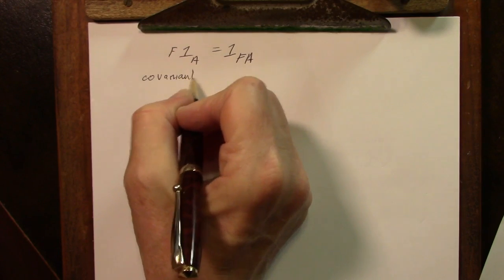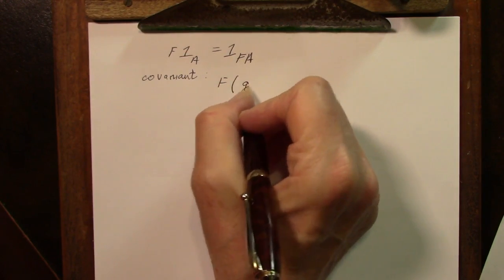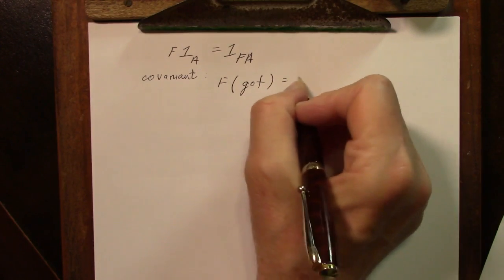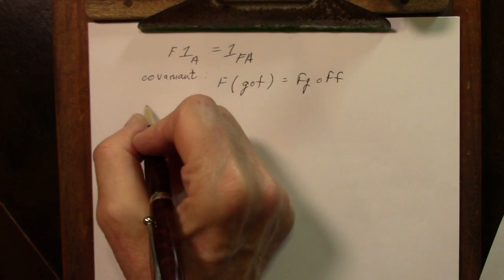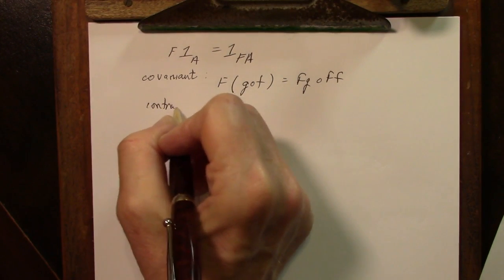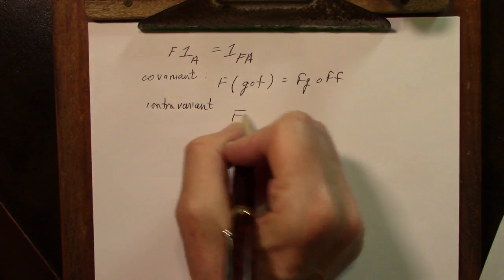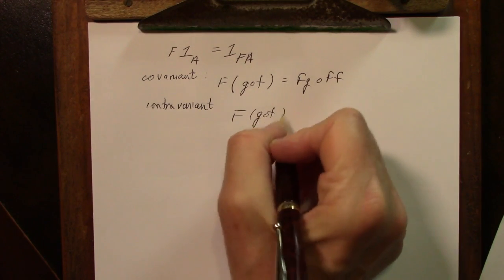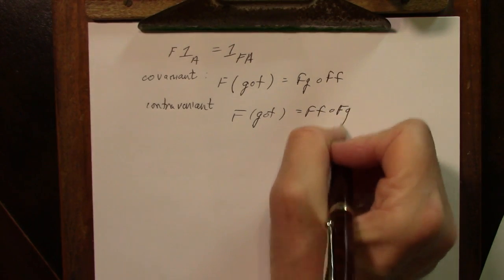So in the covariant case, F of G circle F has to be F of G circle F of F, and in the contravariant case, F of G circle F will be F of F circle F of G.